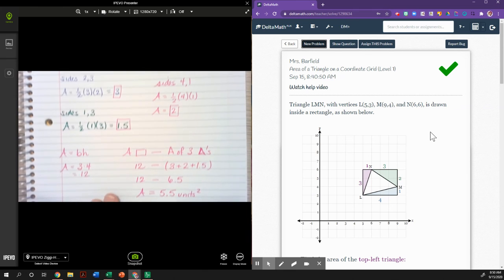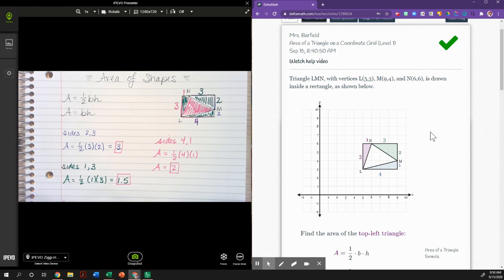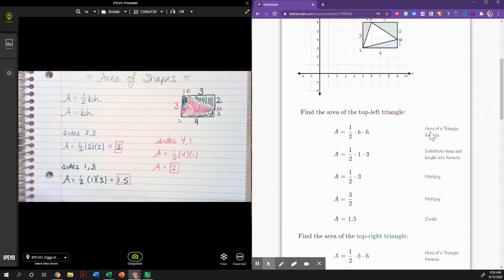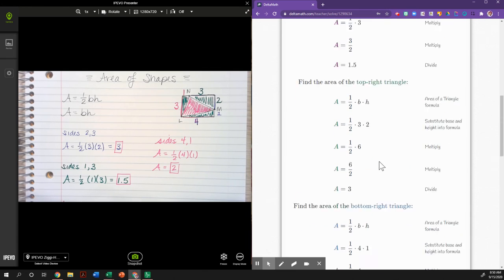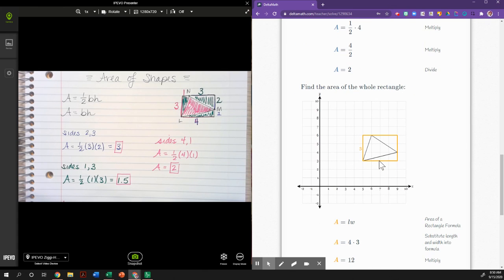Okay, all right, and you can see the same idea. Okay, so he did the top left triangle first, he did the top right triangle next, and then he did the bottom right triangle. It doesn't matter.